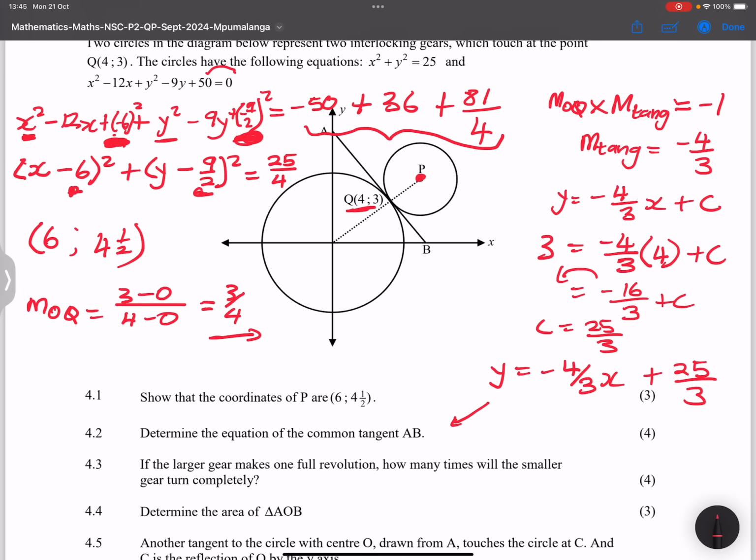Right, now on the next question, they say if the larger gear makes one full revolution, how many times will the smaller gear turn completely? Now I want you to think about it. I want the full revolution of this one versus the full revolution of that one. If I can find the ratio of their circumferences, that will tell me, for every one revolution of the big circle, the ratio for the smaller circle. So let's do that.